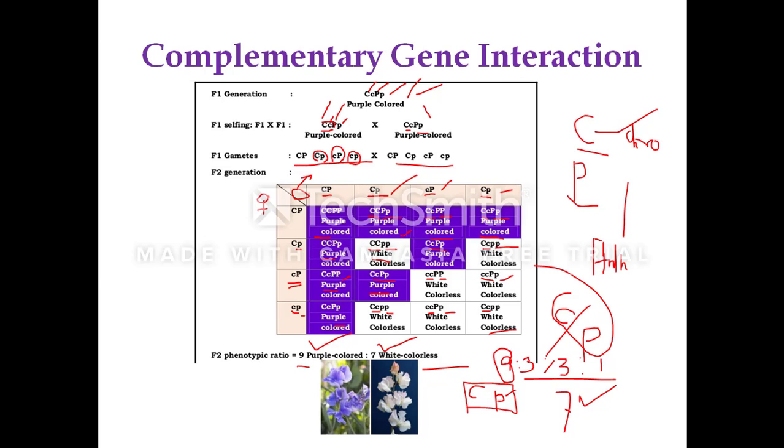I hope you understood this complementary gene interaction. To express the novel character, both the dominant genes should be present, either in homozygous dominant condition or in heterozygous dominant condition. They both complement each other to produce the novel character. I hope you understood this complementary gene interaction. It's a type of interaction of genes.